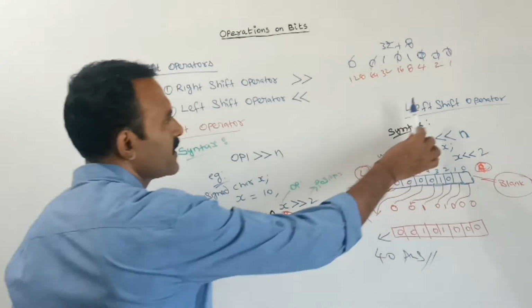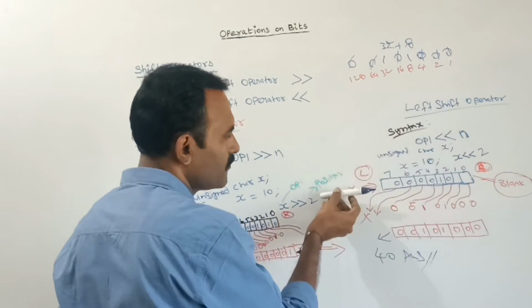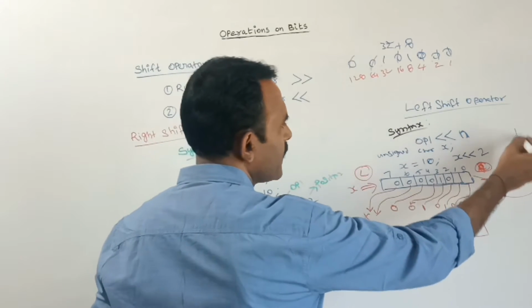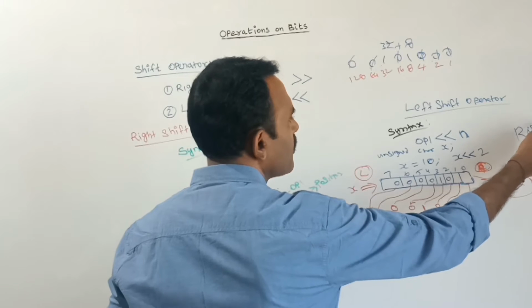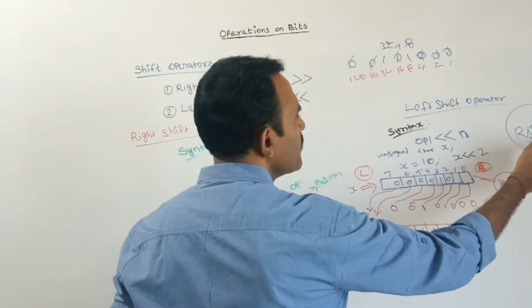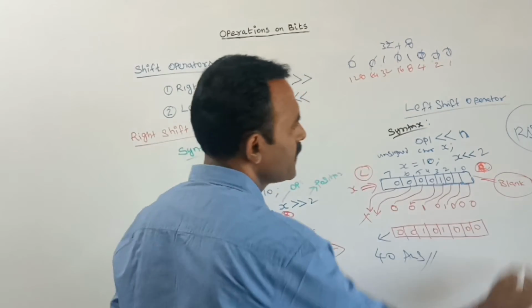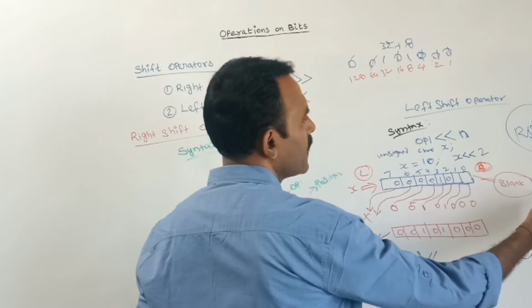Suppose you are left shifting the operand, then the blank space will be created in which direction? Right direction. To the right side, the blank will be created. You should add 0 to that blank.